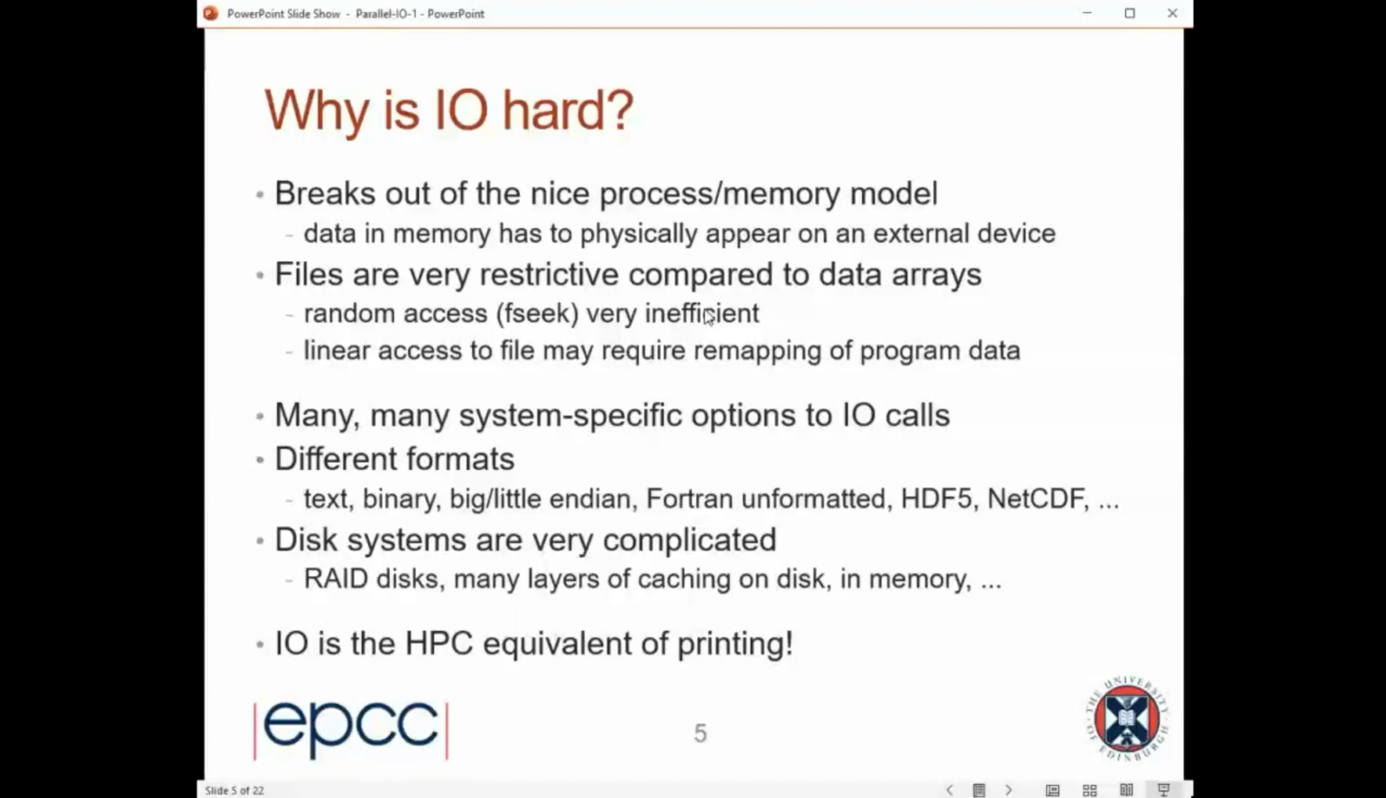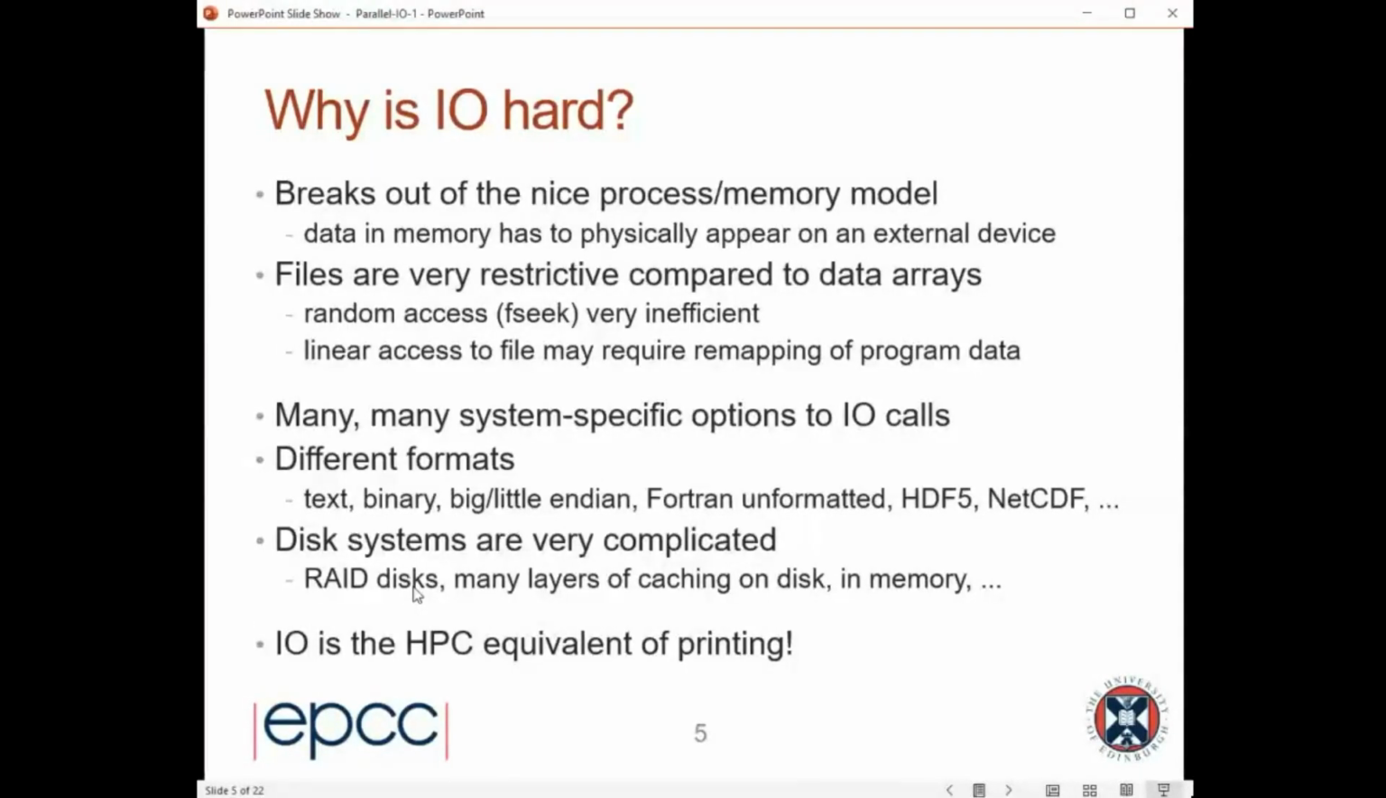Any system you have, any language you have, has a huge number of different system-specific I/O calls. There are lots of different I/O formats. You can have text, binary, floating-point numbers in big or little endian. Fortran unformatted is a nightmare. We have libraries like HDF5 and NetCDF, so there are a lot of different file formats to worry about. Disk systems are very complicated. We have things like RAID disks, redundant array of inexpensive devices. We have multiple disks and many layers of caching in memory. So it's really quite complicated.